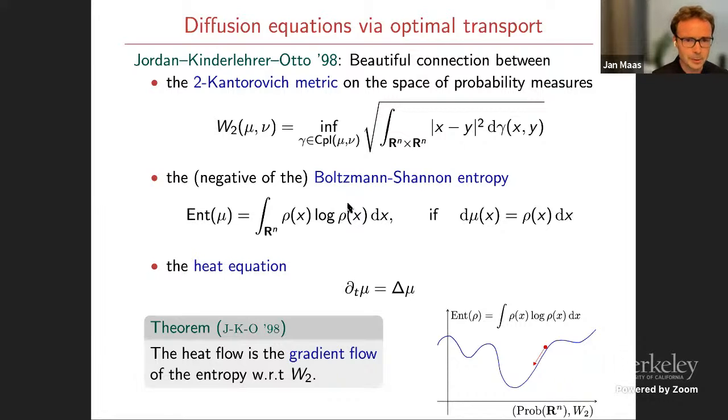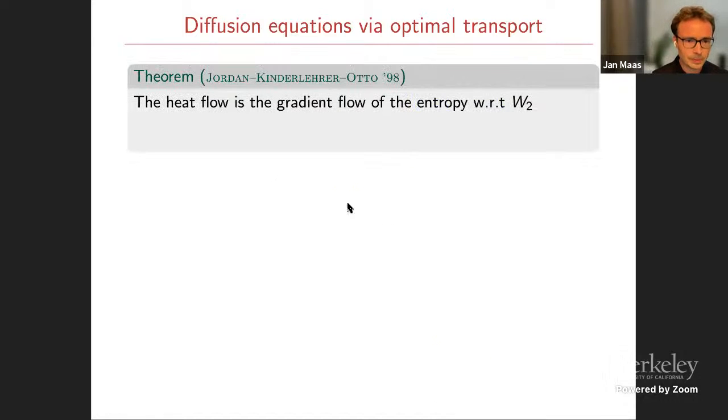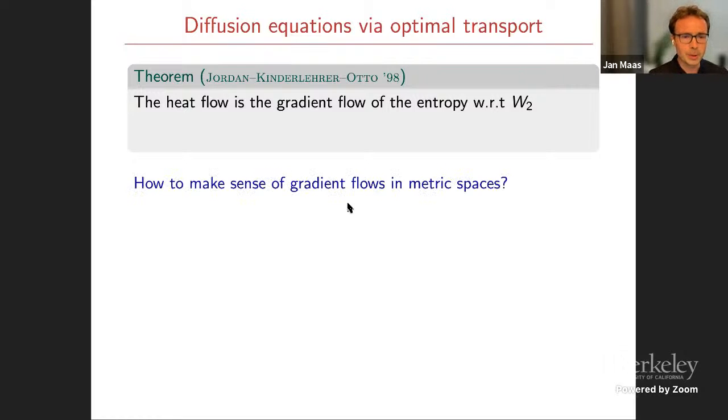But let me give you one way to look at this result, so you can actually interpret it at various different levels. But I will tell you one way how to do it. So here's once again the statement of the theorem. The heat flow is the gradient flow of the entropy with respect to the Wasserstein metric. And well, if you want to make this rigorous, then of course the question that arises is how do you make sense of gradient flows in a metric space? Because a priori, the Wasserstein metric on probability measures defines a metric, but you don't really have, at least not immediately, a Riemannian structure. So it's not a priori obvious how you make sense of such a concept.